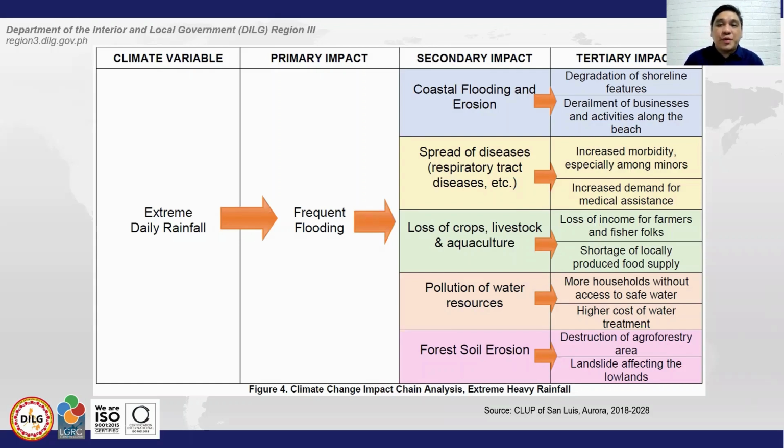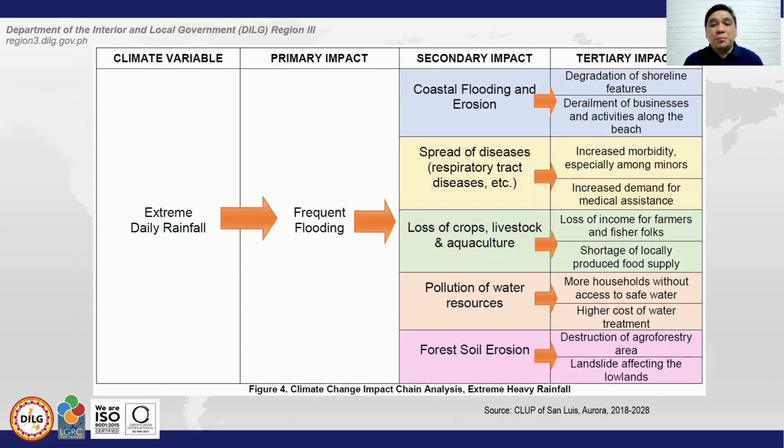We also have spread of diseases, which may result in increased morbidity, especially among minors, as well as increased demand for medical assistance. Then, loss of crops, livelihood, and aquaculture, bringing about loss of income for farmers and fisherfolk, and shortage of locally produced food supply.